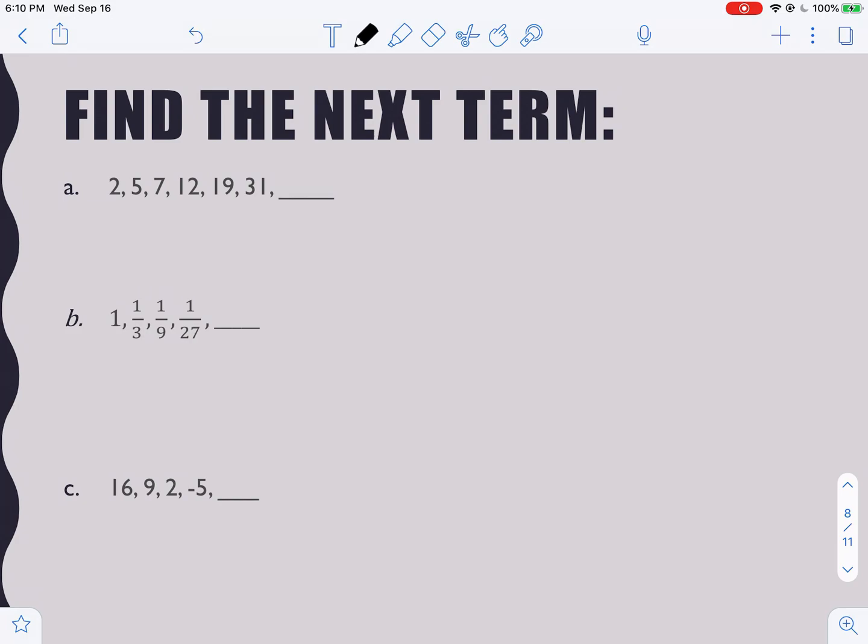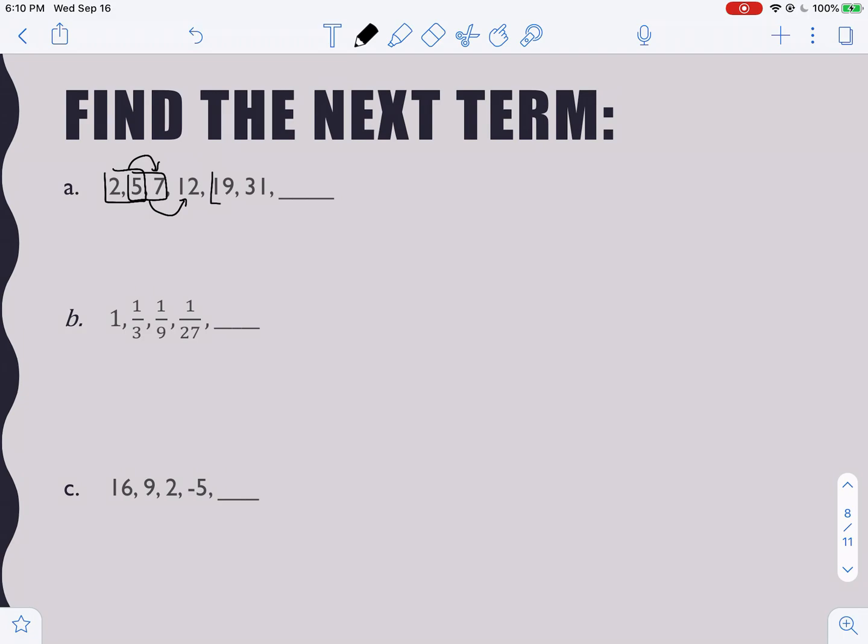All right, on that first one, to go from 2 to 5, you would add 3. 5 to 7, you would add 2. 7 to 12, add 5. 12 to 19, add 7. 19 to 31, add 12. So to get to the next term, you are adding the two previous terms.